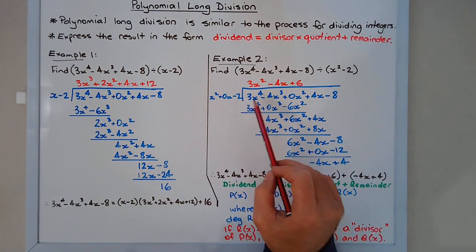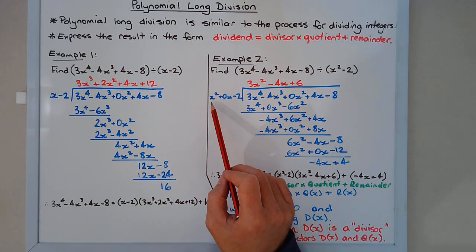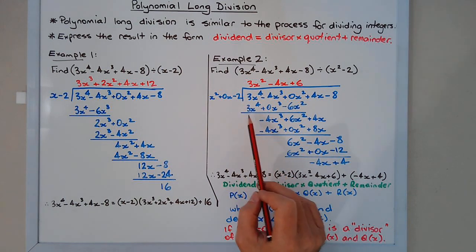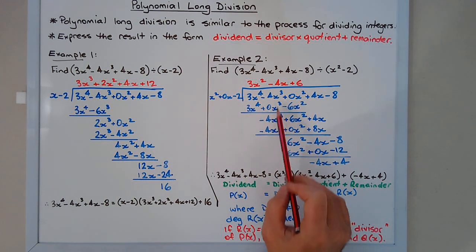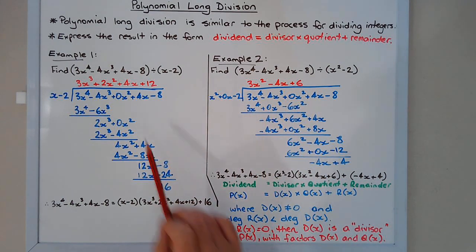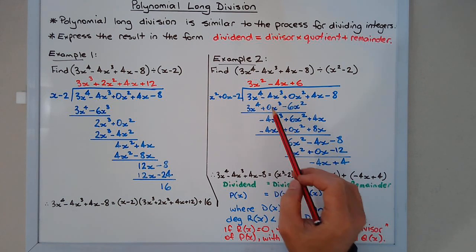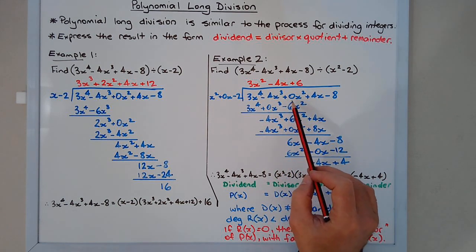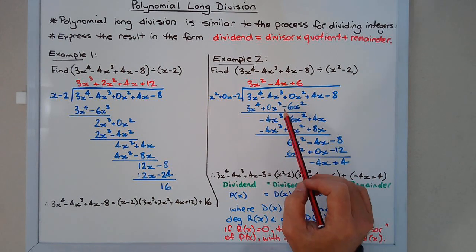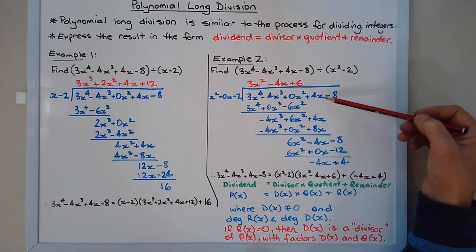So x squared into 3x^4 goes 3x squared times. 3x squared multiplied by x squared plus 0x minus 2 is 3x^4 plus 0x cubed minus 6x squared. Notice that there's 3 terms now instead of 2 as opposed to the previous example. Subtract one from the other. So 3x^4 minus 3x^4 is 0. Negative 4x cubed minus 0x cubed is negative 4x cubed, and 0x squared minus 6x squared is positive 6x squared, and then we drop the next term down.